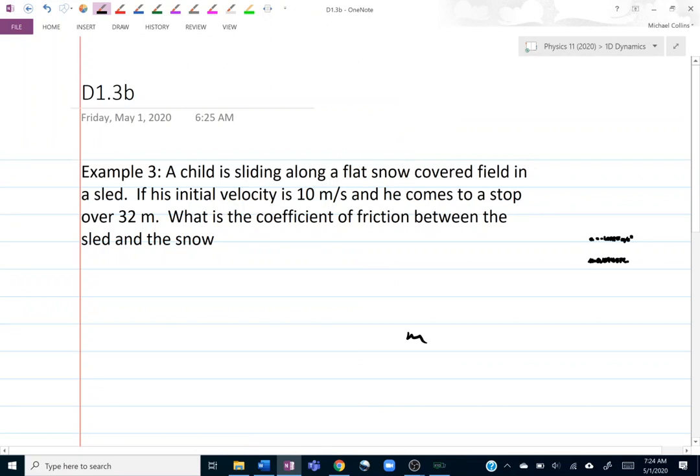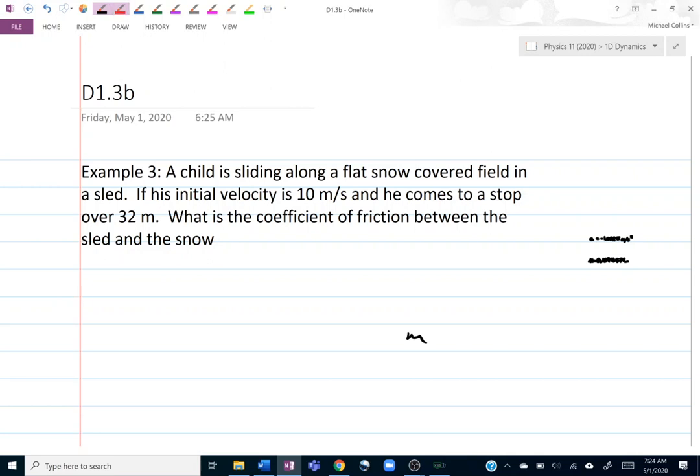Example number 3. I don't know what that M is doing there. It's not getting erased, that's what it's doing. Example 3. A child is sliding along a flat, snow-covered field in a sled. If his initial velocity is 10 meters per second and he comes to a stop over 32 meters, what is the coefficient of friction between the sled and the snow?